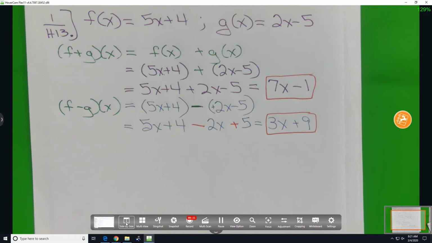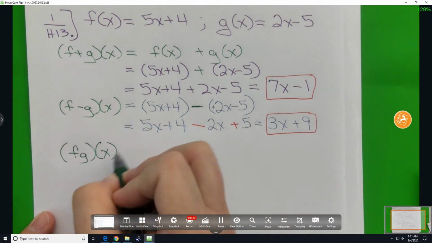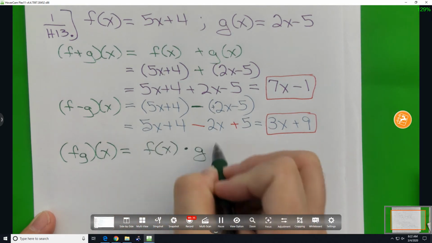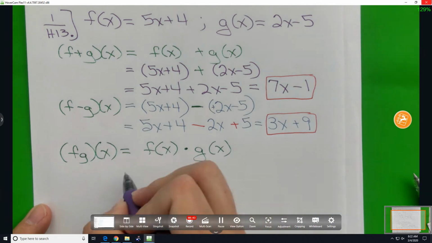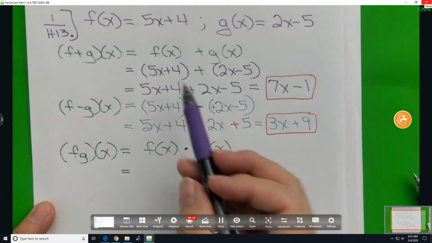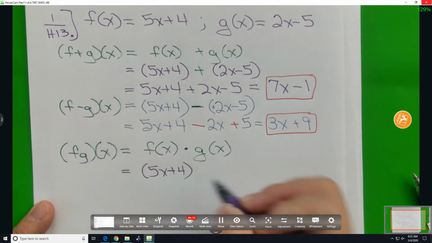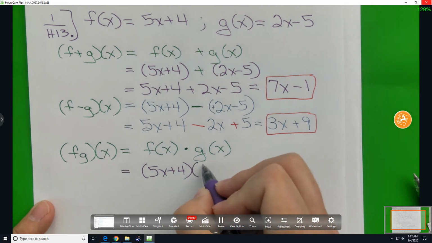Function multiplication is just plain old algebraic multiplication. So f times g. You're going to have to take your function f of x and multiply it by your function g of x. That's the formal definition of multiplication of functions, which seems mighty obvious. So we know f of x is 5x plus 4. As I said, for addition, subtraction, multiplication, and division, there's no new algebra. It's just a matter of notation. And then g of x is 2x minus 5.